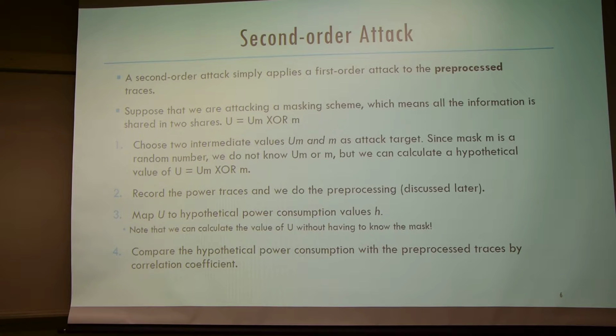So essentially here, because we cannot predict either UM or M, but we can predict some sort of combination of these two as U, we also need to combine the information leakage from the traces. That's why we need to do this pre-processing.